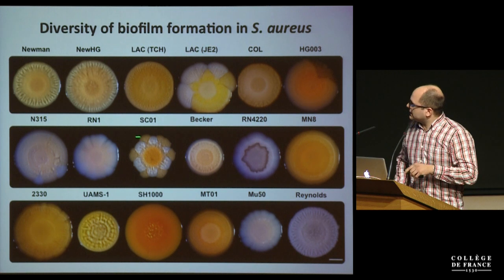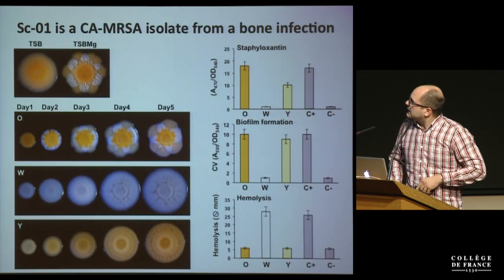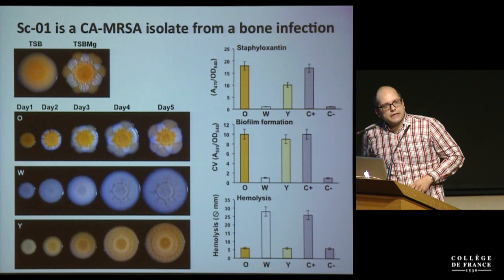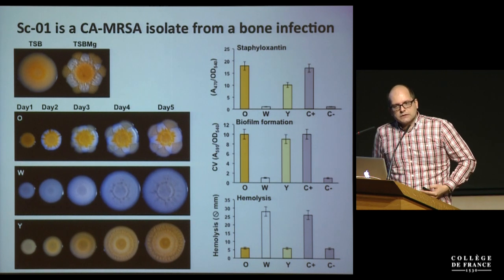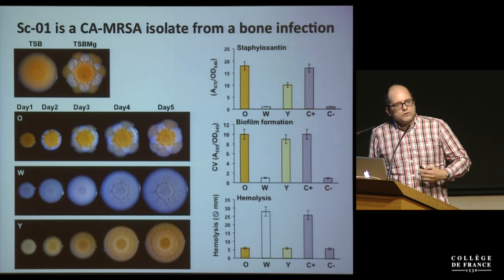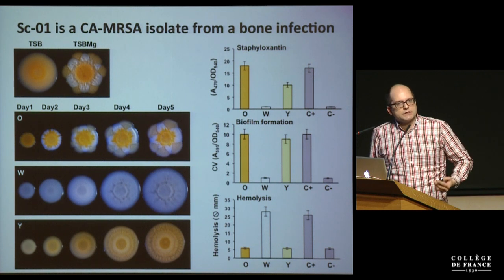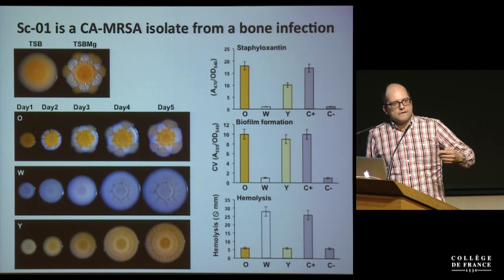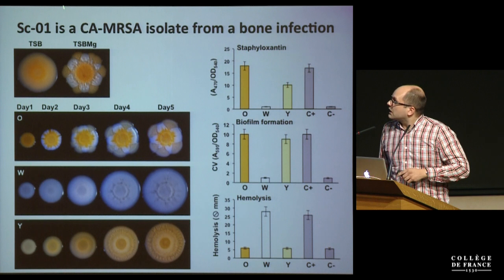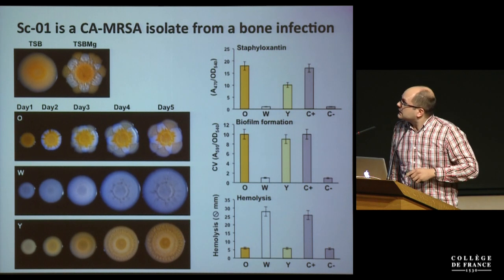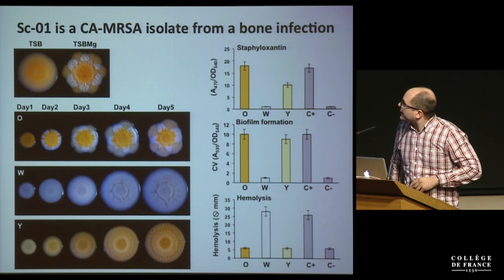I'm going to talk about this particular strain, CC01. This is a community-associated MRSA. MRSA is normally associated with hospitals because it has a tendency to infect immunocompromised people, but there are some strains that are also able to infect healthy people in kindergartens, gymnasiums, and schools, and those are community-associated MRSAs. This one is one of them, and it was isolated from a bone infection.